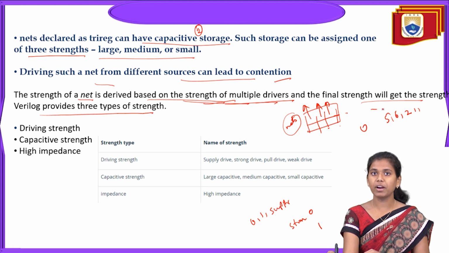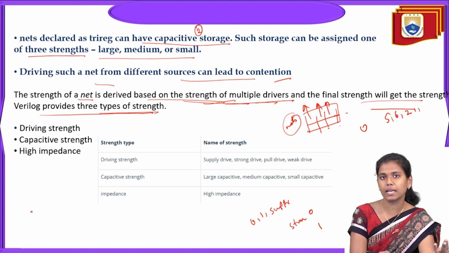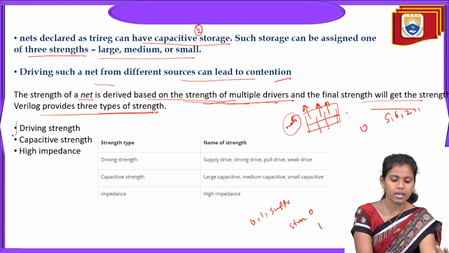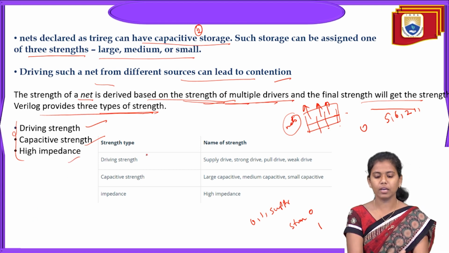But the final strength will be... Verilog provides the types of strengths. The types of the strengths are nothing but the driving strength, capacitive strength and high impedance. Okay, so based on the 3 values, here you can see the strength type.